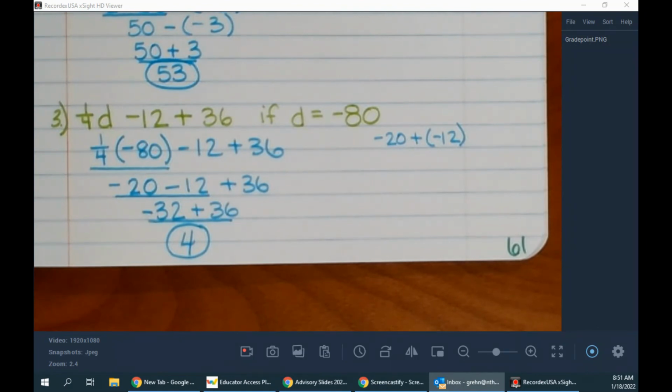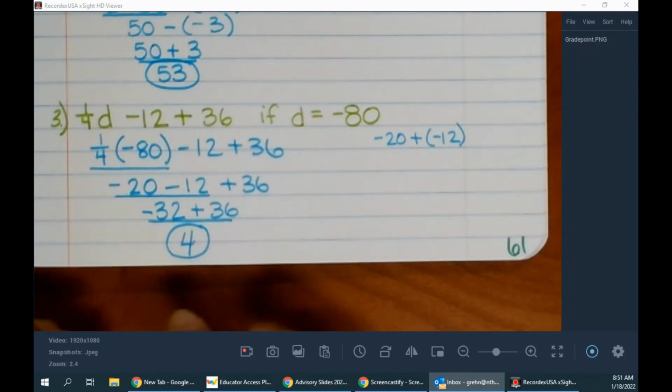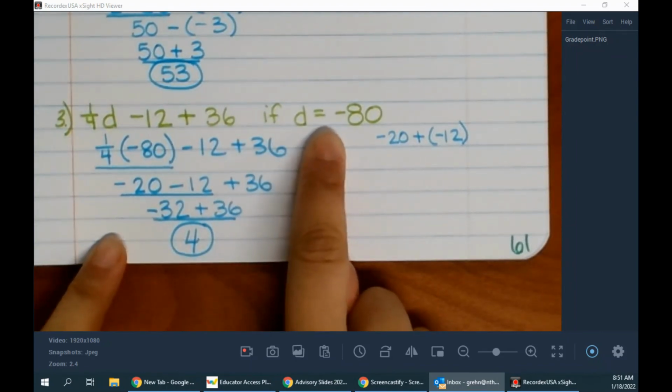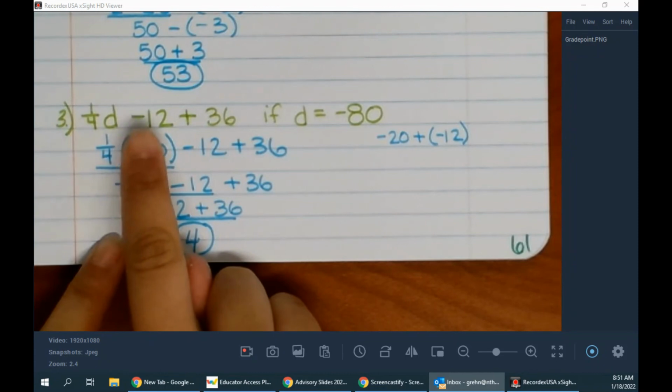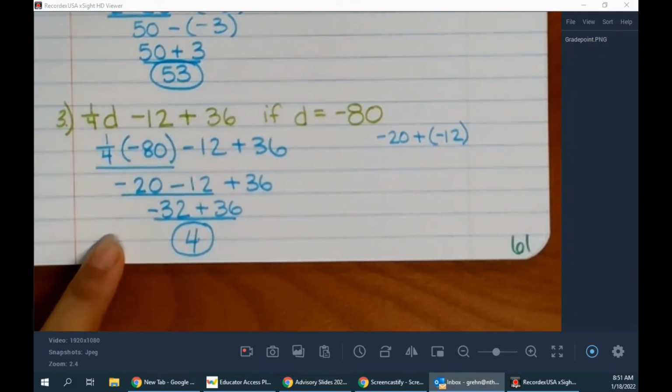Okay, so as you can see in this lesson, there's really nothing new that we're learning. It's more so just applying what we already know to plugging in the value of the variable into the expression so that you can evaluate the expression.